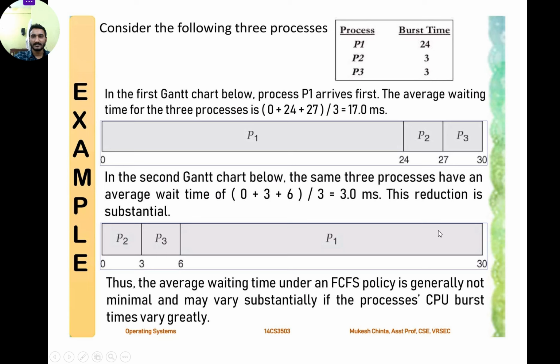But in the second case, we can just change the order of their execution. That means we first execute P2, then we execute P3, then we execute P1, and burst time and arrival time are all the same. Now we have to calculate their average waiting time. Obviously 0 for P2, but for P3 this is 3, and for P1 this is 6. So we will get an average waiting time of 3 milliseconds. So we can see in the first case we get 17, and in the second case 3, a very big decrease in the average waiting time.